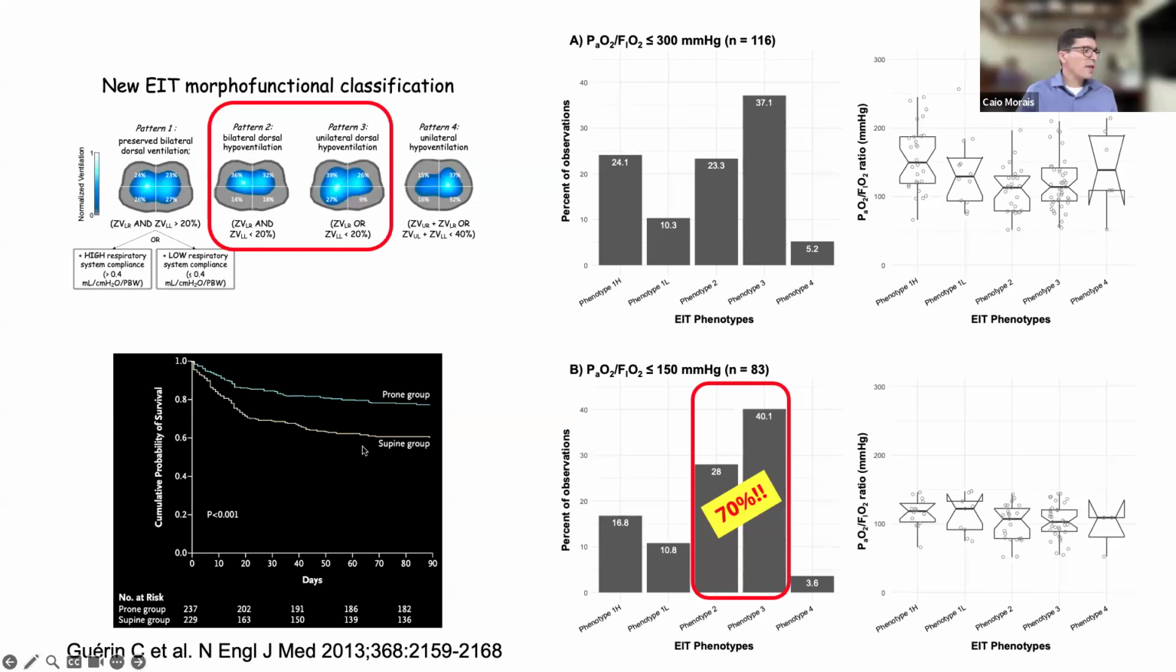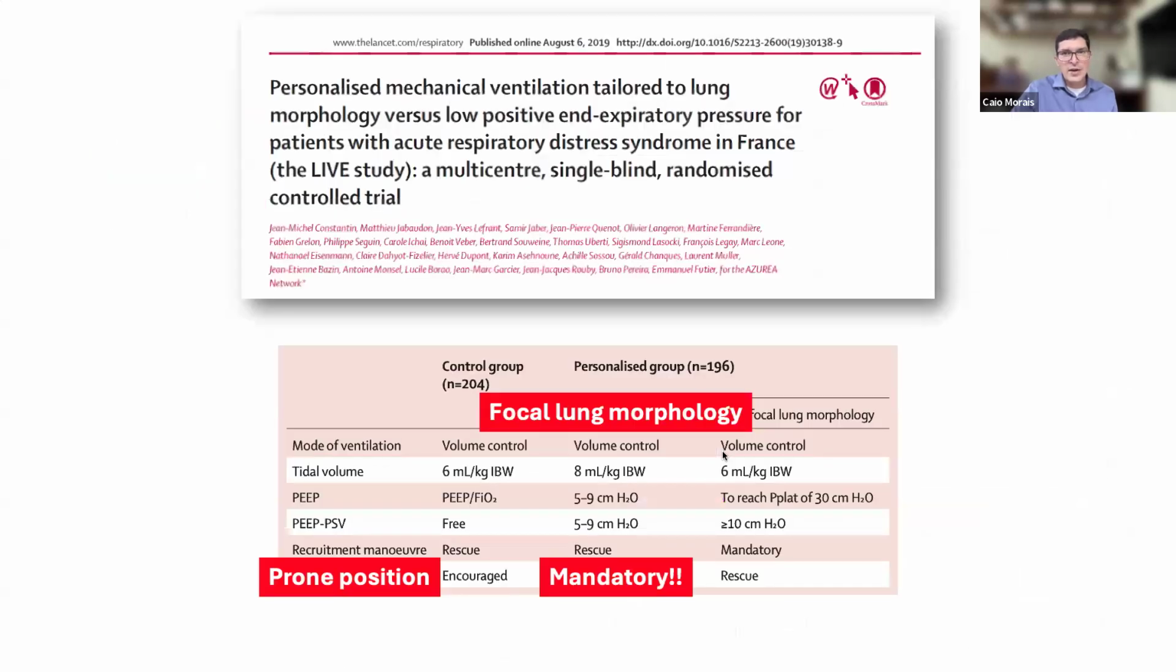And this may explain the results of Dr. Guérin comparing prone and supine patients, suggesting that prone positioning improved survival. For us, this can be one explanation, because the majority of patients have a biological problem that prone can fix when we change the pleural pressure at the posterior part of the lung. And this is exactly what this study, the live study, was trying to do, using proning positioning as a mandatory treatment for patients with focal lung disease.